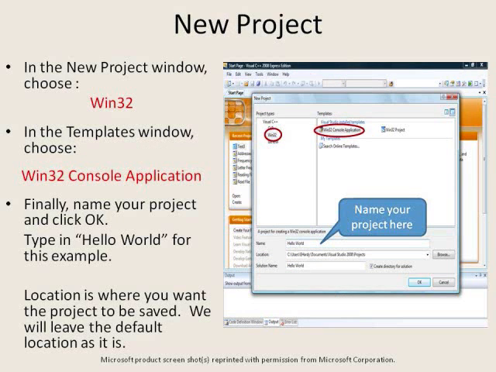In the New Project window, choose Win32. In the Templates window, choose Win32 Console Application. Finally, name your project and click OK. Type in Hello World for this example. Location is where you want the project to be saved. For this tutorial, we will leave the default location as it is.